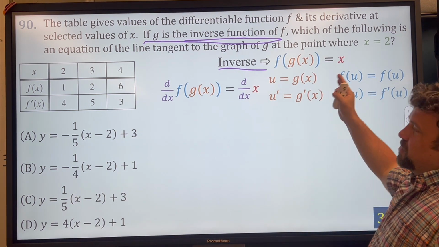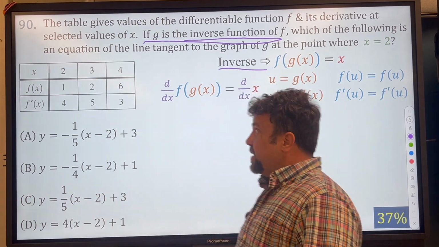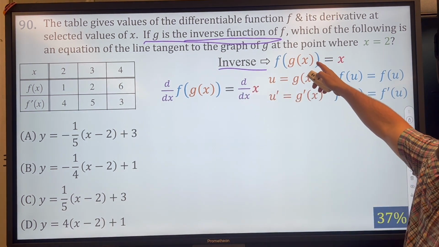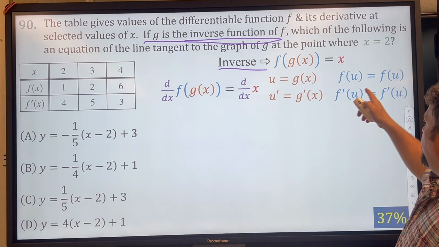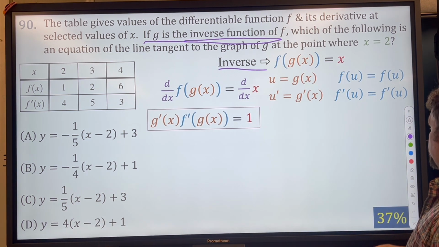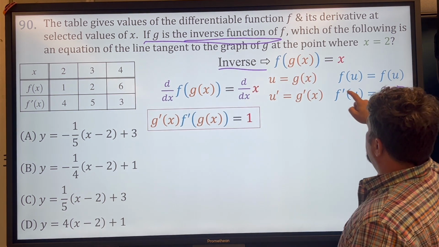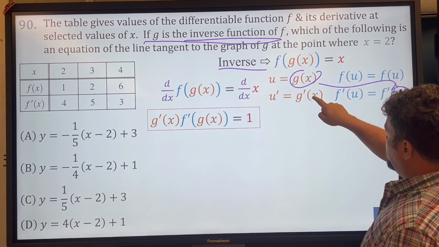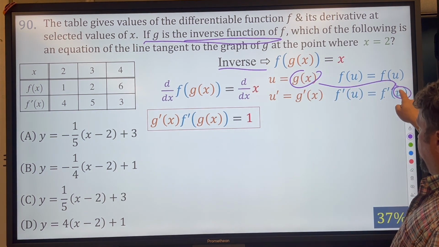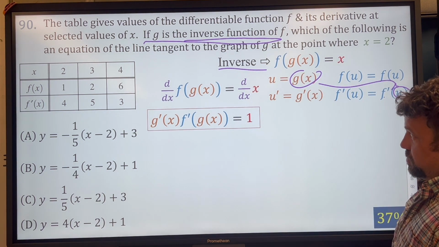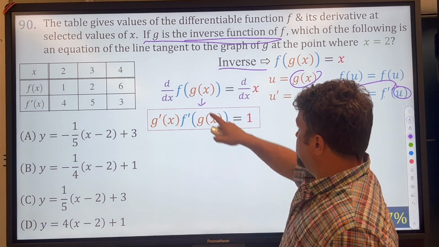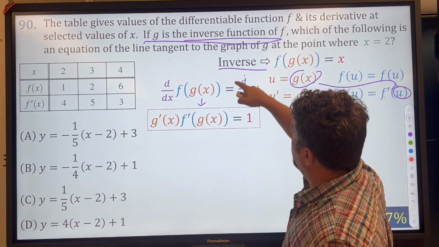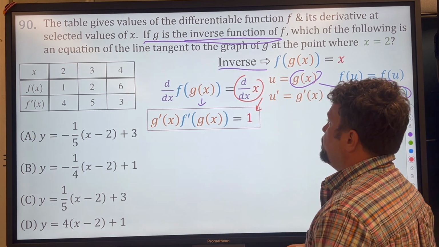The reason we have to go so crazy with this is we're going to have to put everything back in here. So when I use my chain rule to solve this, this is just g prime times f prime u. All right, and then when my u is g of x, that goes in here. So it's g prime x times f prime u. That's the derivative of this. And the derivative of x is just 1. Right?